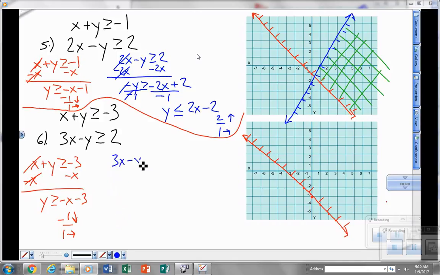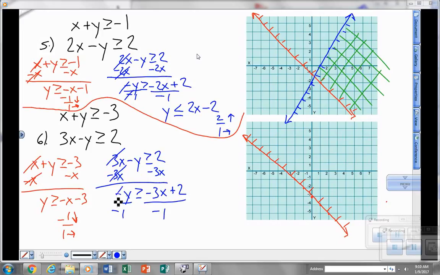All right, next one, blue. This one is not solved. I'm going to take away 3x on both sides. Going to bring down the negative y greater than or equal to negative 3x plus 2. Right there, I'm going to divide everything by negative 1, which flips my inequality around, makes that negative 3x positive 3x, and makes that 2 negative 2. So that one has a starting point of negative 2 on the y-axis. Over 1, up 3 is my slope.